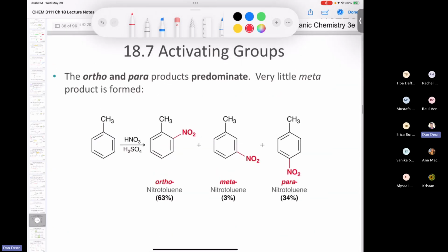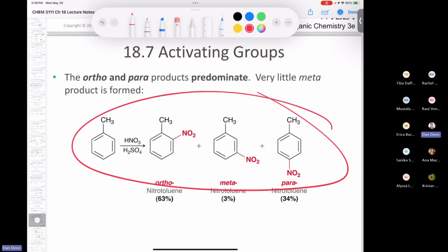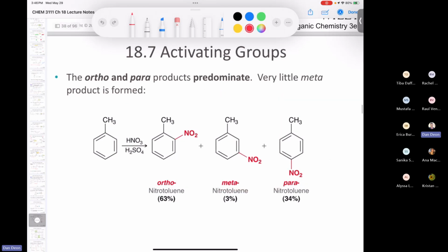Well, check it out here. It says the ortho and para products actually predominate. So somebody has done this experiment, okay? So they took toluene and they mixed it up with nitric acid and sulfuric acid that made the nitronium ion. So you have to remember that you form the nitronium ion, which is a super powerful electrophile. So I'm just scribbling it here just so we don't forget it, okay?